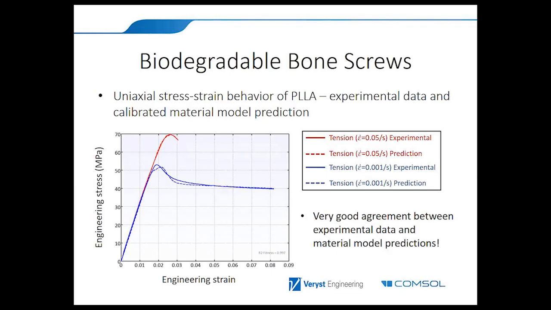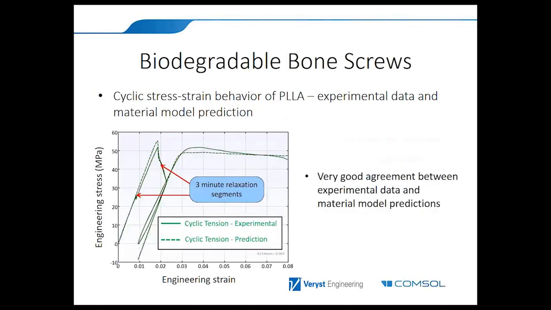And we took it one step further. We did some cyclic testing on that same material. So you start from zero, you load it up, and you hold for 3 minutes, and load it up again, hold for 3 minutes, and then unload and reload and keep loading. So it's a complex loading path. But again, the dashed line, which is the prediction from the model, is in very good agreement with that complex material behavior.